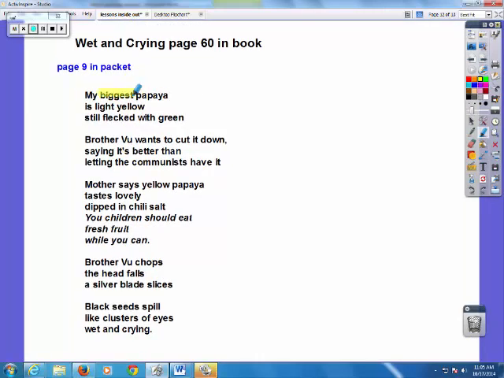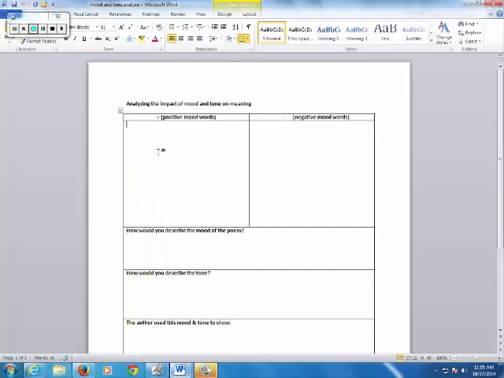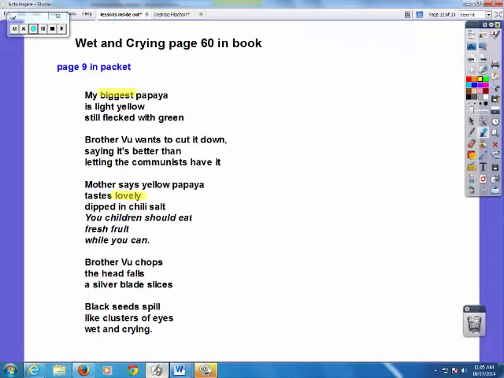Maybe biggest, lovely. Really don't see any others, so I'm just going to go back to page 9 and put biggest and lovely. Okay, let's look at if we see any negative words.